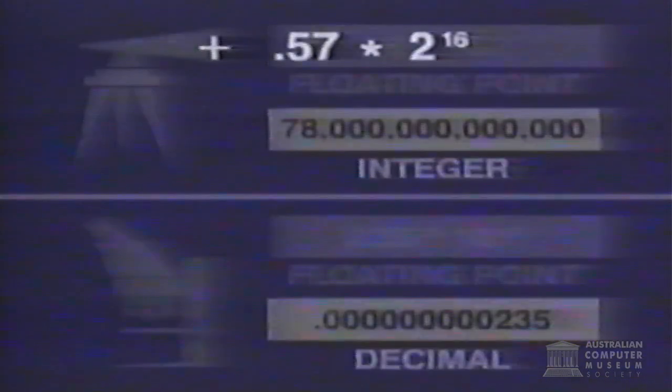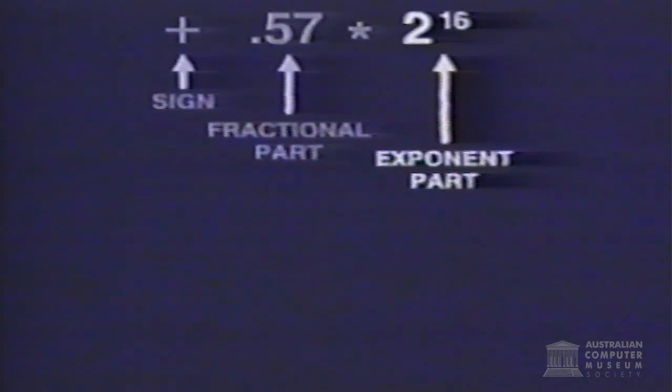A floating point number consists of 3 elements. The sign simply indicates a positive or negative value. Next is the fractional part of the number. This fractional part is multiplied by an exponent part. Note that the exponent is expressed as a power of 2 rather than 10.